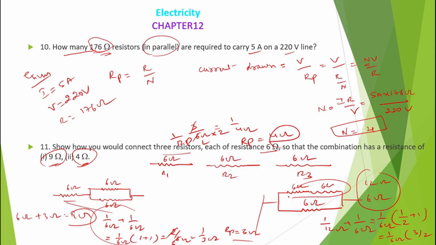Okay. So here, just you have to make one line. Two resistors of 6 ohm are connected in series. So another 6 ohm is connected in parallel. So that sentence you have to make.